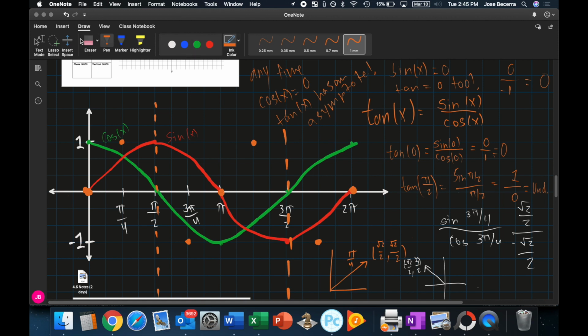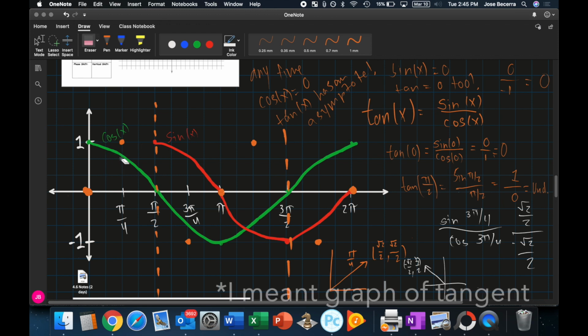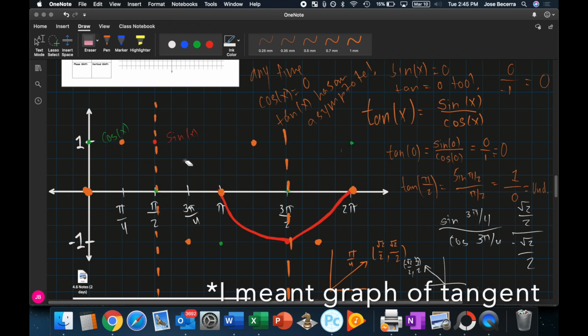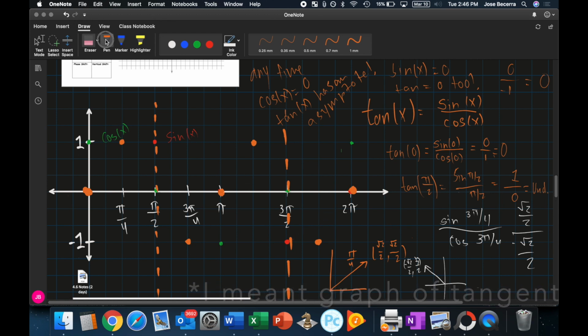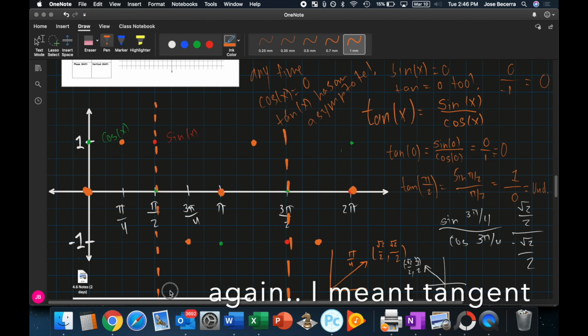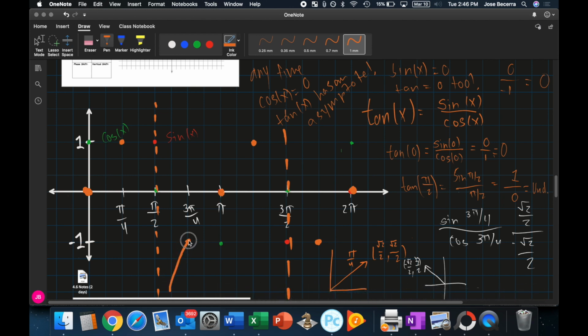So let me go ahead and just for a second erase the red and the green line so you guys can see what cosine is going to look like. Okay? And here we have the graph of cosine. It's going to look a little bit something like this.